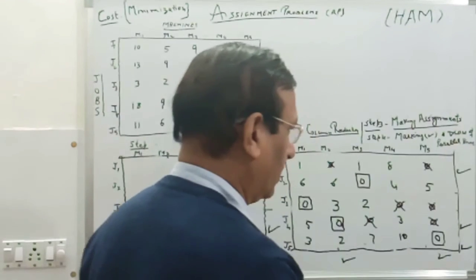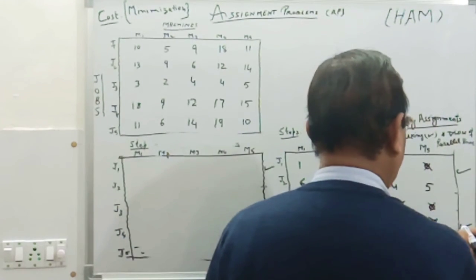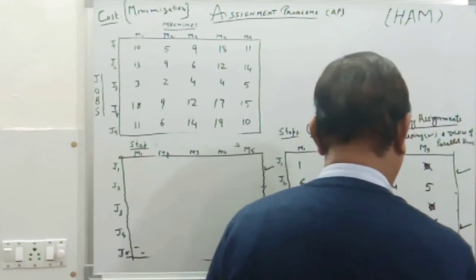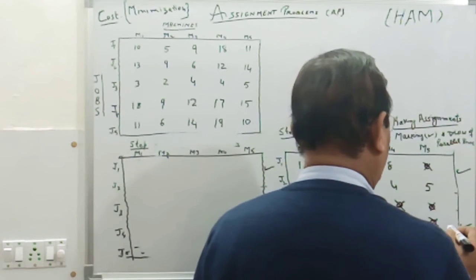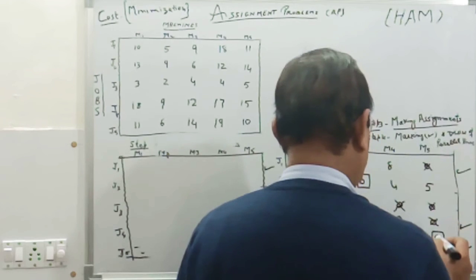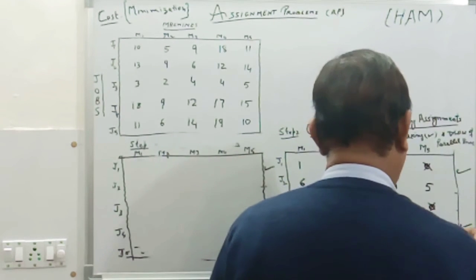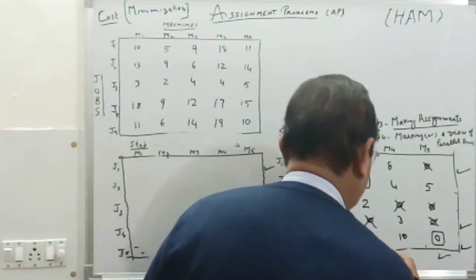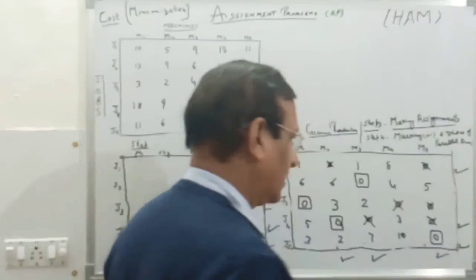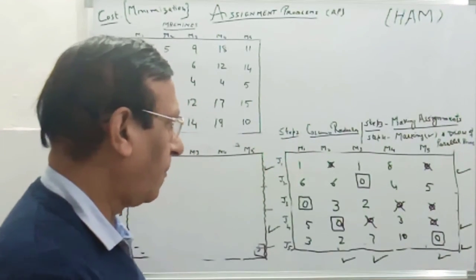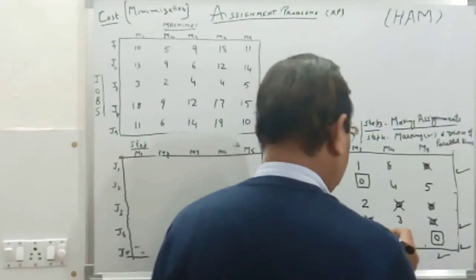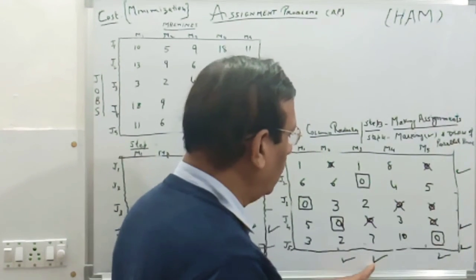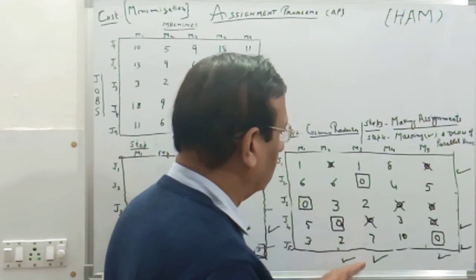Then again repeat, find the 0 in the marked row. This is the marked row. 0 is there but already marked. In this marked row, 0 is there, already marked, but again 0 is here. You have to mark this as column. Again 0 is there but already marked. Now you have marked this column. Now find the assignment in this marked column.